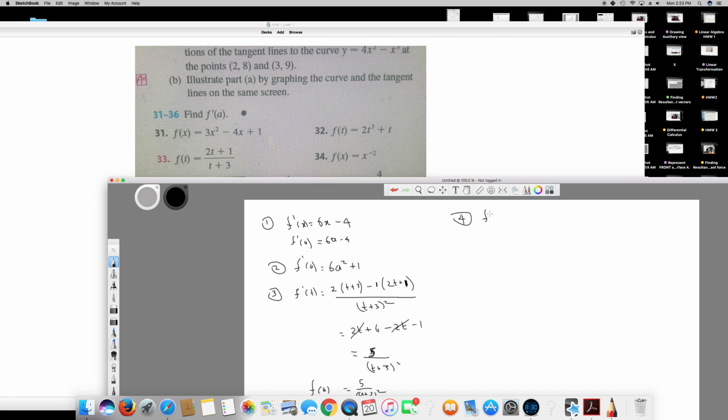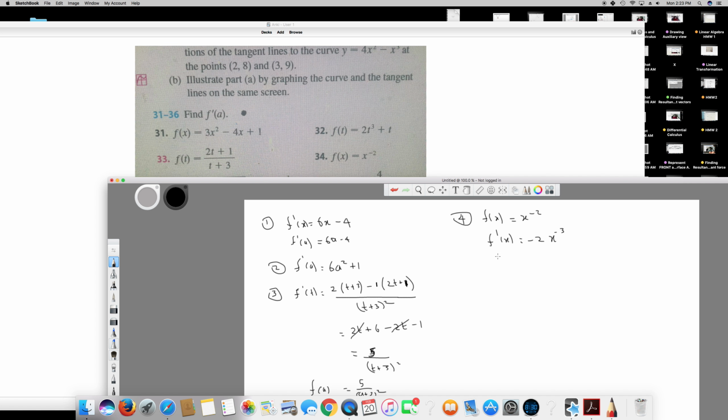The fourth one is stating f of x is equal to x to the power of minus 2. This is a simple power rule. In order to solve this, f prime x is going to be equal to minus 2 multiplied by 1, so it's going to be minus 2, and x to the power of minus 2 minus 1 is going to be x to the power of minus 3.